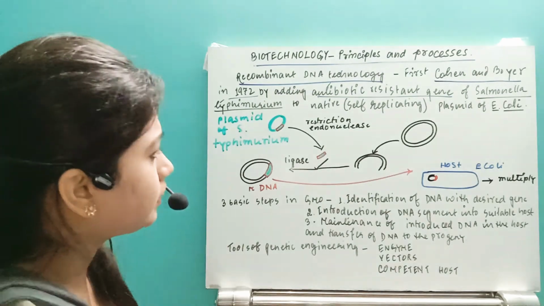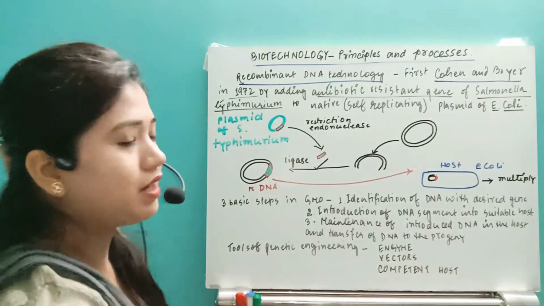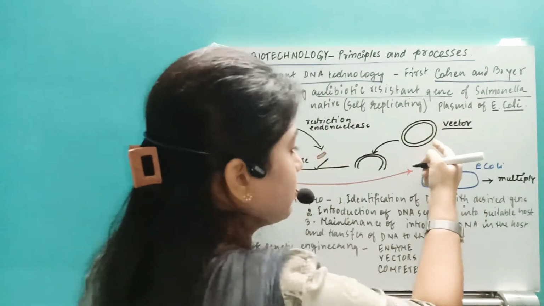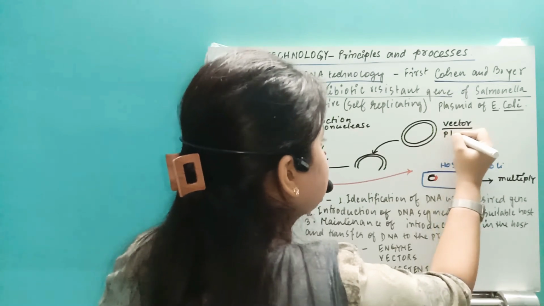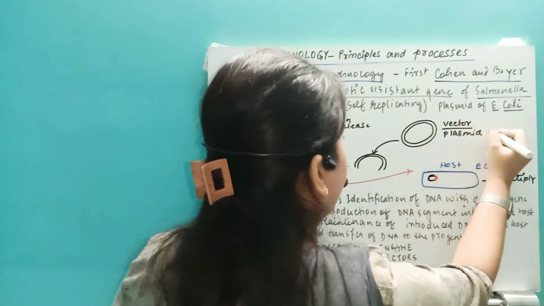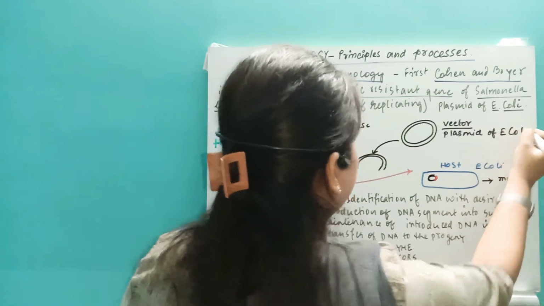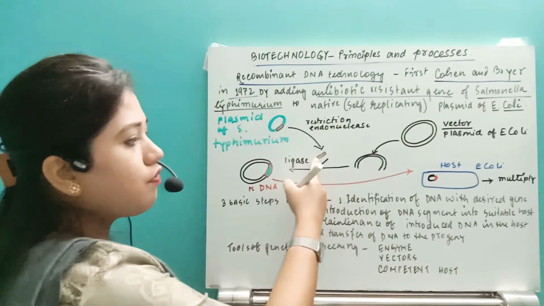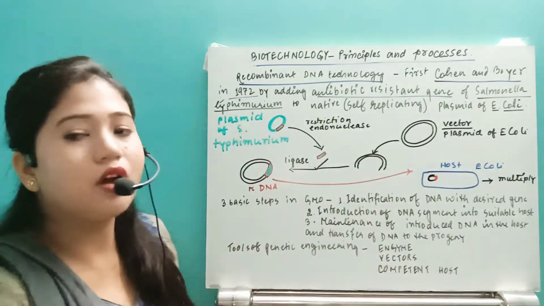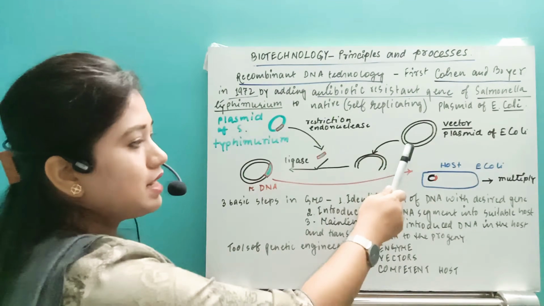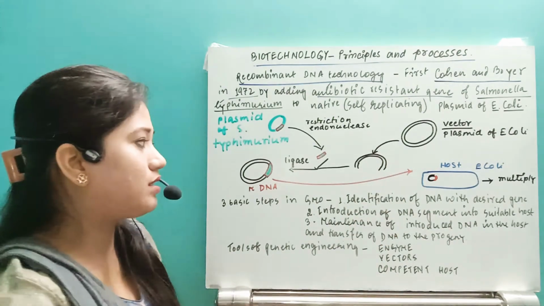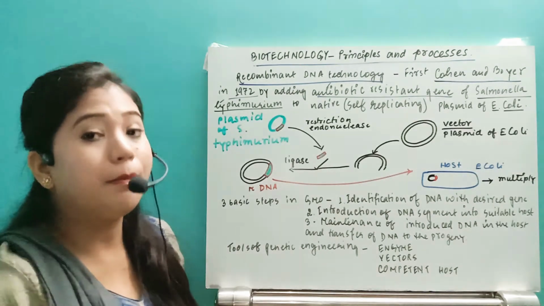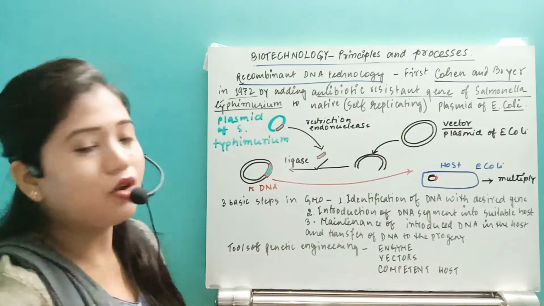Remember that. Then after that, once again we will have a vector. This is the vector. What is the vector? That is the plasmid of E. coli. So this vector is nothing but one carrier which will help in the transmission of our desired gene fragment into the host body. So we will select one vector so that the vector can take that gene fragment. It has its own capability to multiply if it gets a host body.